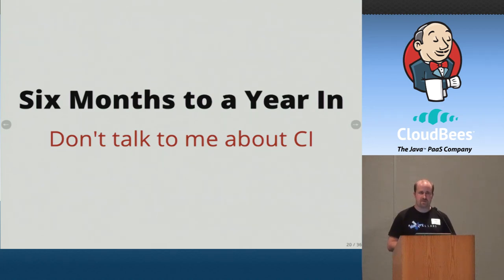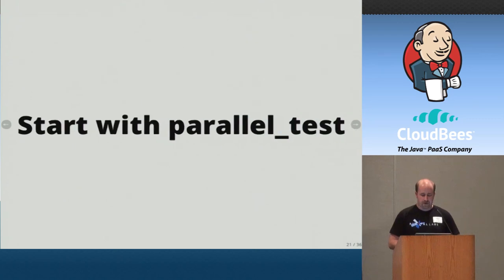It's become this redheaded stepchild that they want to ignore. It's no longer giving them useful feedback. It's giving them feedback about how bad they were at writing tests. It's telling them that they couldn't deal with race conditions in their tests, instead of actually telling them what they failed at that day, which is really what you want it to be about. So I have a few tips for people who are going through this, either at the beginning or at the end. The first thing I tell people is to start with parallel test.